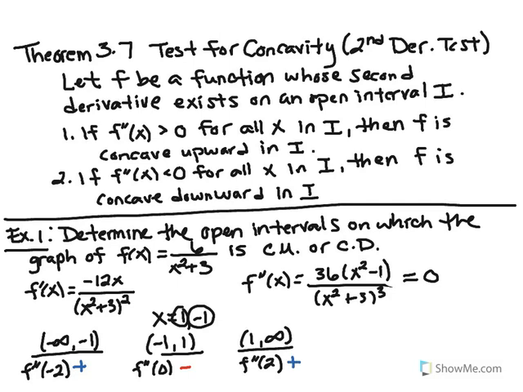So what this means is in the first and last intervals, everything is concave upward. And everything within the interval between negative 1 and 1 is concave downward.